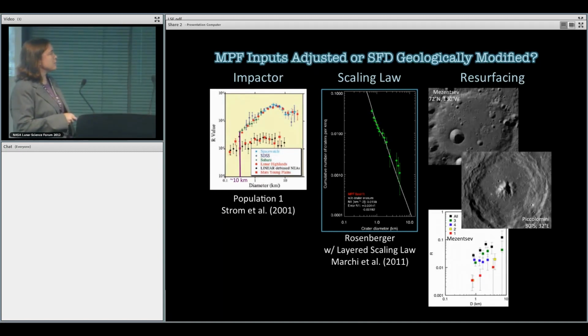But finally, the most simple explanation is that the SFD itself has been geologically modified by resurfacing. So here we have a crater, Mintz, that has a distribution that's not consistent, compared to the geology of a crater that has a distribution that is consistent. You can see the obvious changes in the geology between those 2 craters. Also, if you look at the individual degradation classes for each of the superposed craters, you find that they're mostly degraded class 3 and class 4 craters.